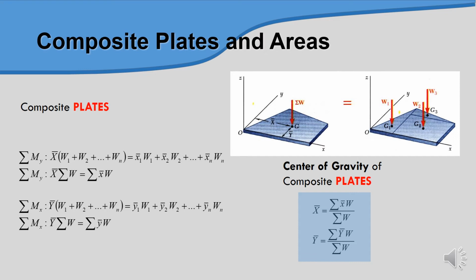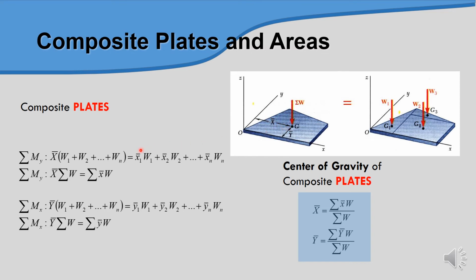Okay, and then we have C2, and then we have C3, with the values W1, W2, and W3. This can be represented as a whole body at this point G, where the summation of all these values W1, W2, W3 gives the total W. And it also applies to the values of X bar and Y bar.